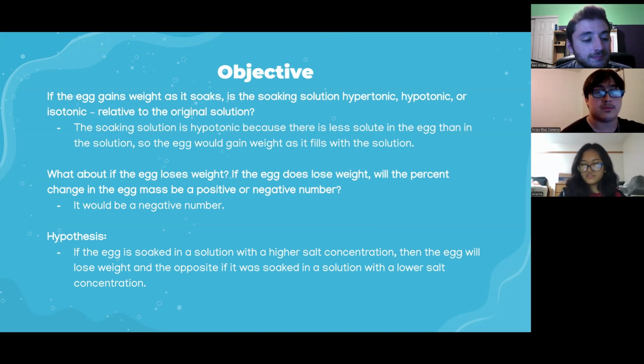Our next question was, what about when the egg loses weight? If the egg does lose weight, will the percent change in the egg mass be a positive or negative number? If the egg loses weight, it would be a negative number. Our hypothesis for the egg experiment was, if the egg is soaked in a solution with higher salt concentration, then the egg will lose weight. If the egg is soaked in a solution with a lower salt concentration, then the egg will gain weight.